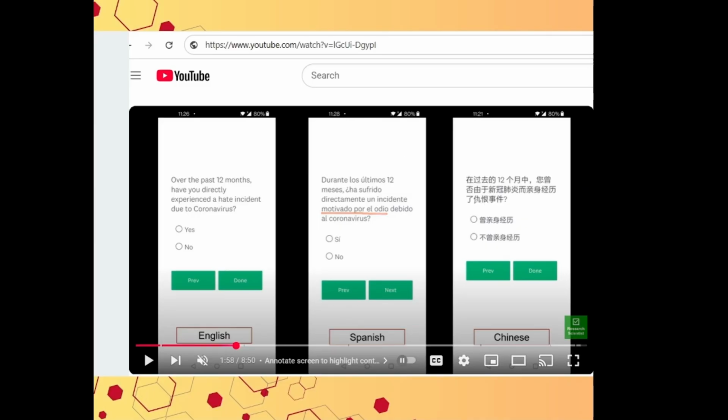And here I'm showing 3 languages just so you can appreciate some of the challenges. In the middle is Spanish, the exact same question. The Spanish language expands. So sometimes if the question is longer, respondents will have to scroll. Here I'm showing Chinese. Chinese contracts. So it looks like a shorter question, but these are identical questions. So these are some of the challenges we have to contend with.